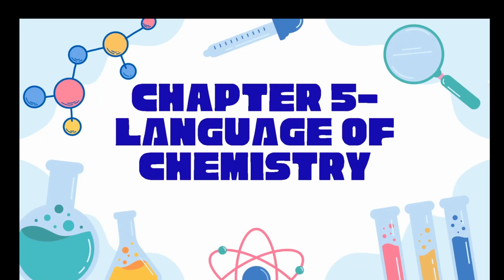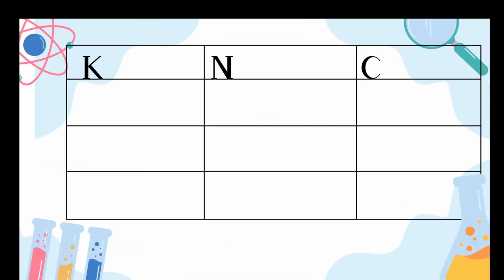In today's video, we will understand how to write chemical formulas using the tabular method, and we will also try to balance a few word equations. So let's get started. Firstly, let's write the valencies for the given metallic ions. Potassium, we know, is 1 plus, sodium is 1 plus, and calcium is 2 plus.